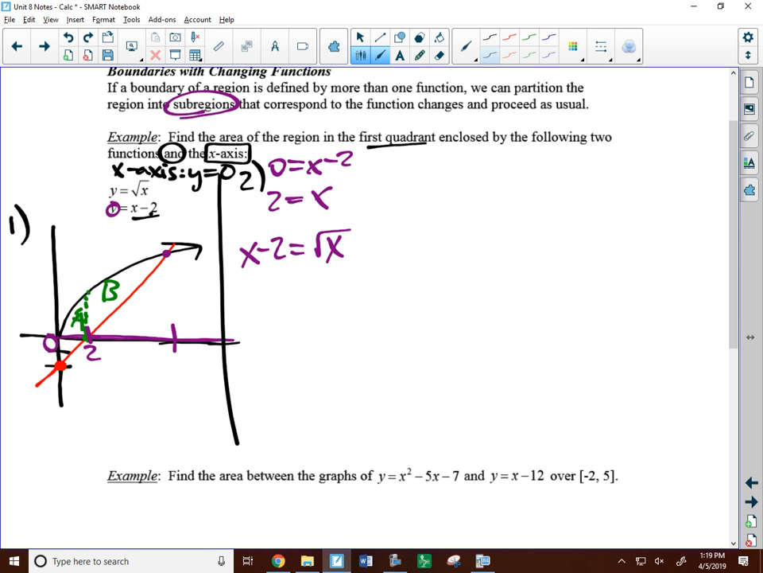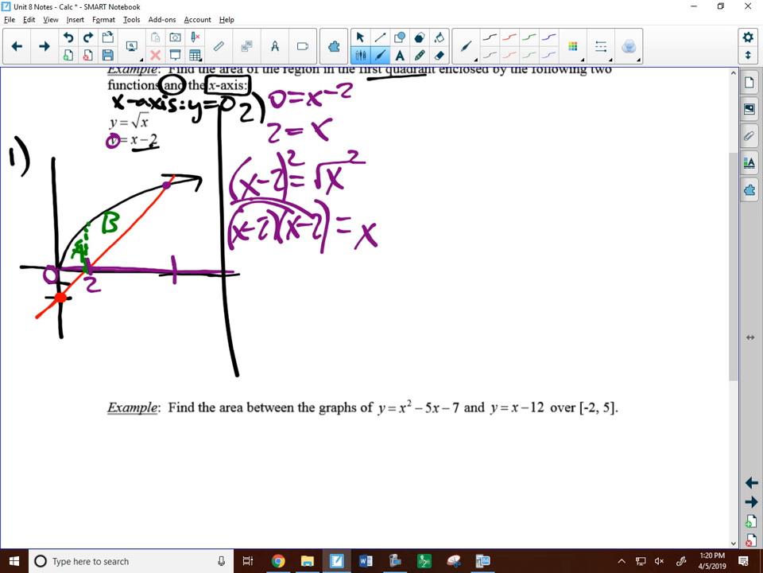Okay, so I'm going to solve this. Now this one, I need to square both sides to get rid of the square root of x. What happens over here is I need to square the whole thing. So don't just square x, 2. I need to FOIL. And on the right side, square root of x squared is just x.